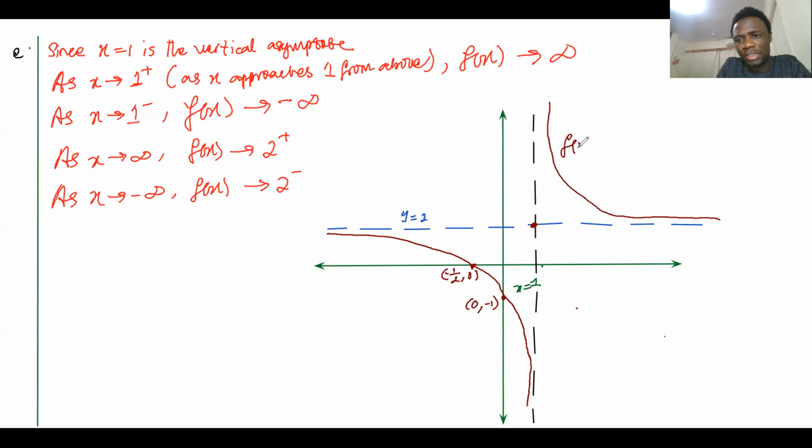So f of x equals 2x plus 1, divided by x minus 1. The label not too big, please, just something small on the graph. This is x equals 1, the black line.